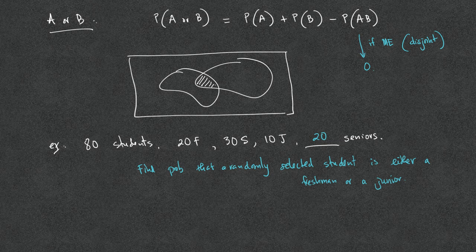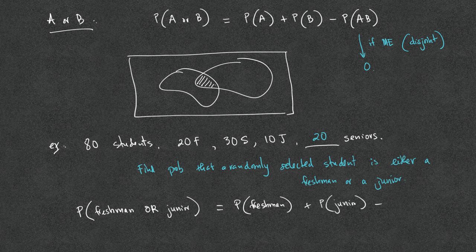Now, we know that this is the probability of an OR, so we set out to use this general addition rule, which states that the probability of A, in this case, we will let freshman be event A, or B, we will let junior be the event B. So the addition rule states that the probability of freshman or junior is the probability of getting a freshman plus the probability of getting a junior minus the probability of getting a freshman and a junior.